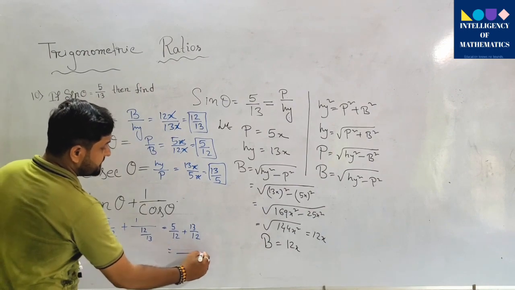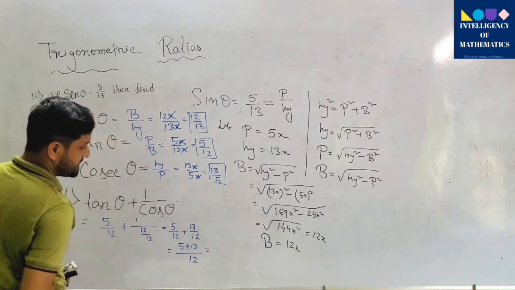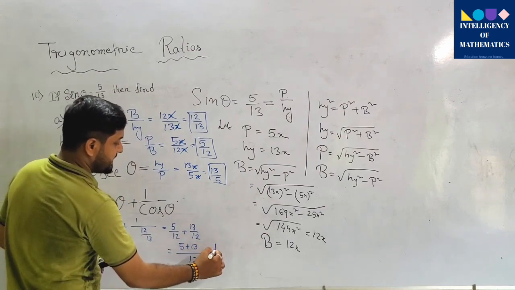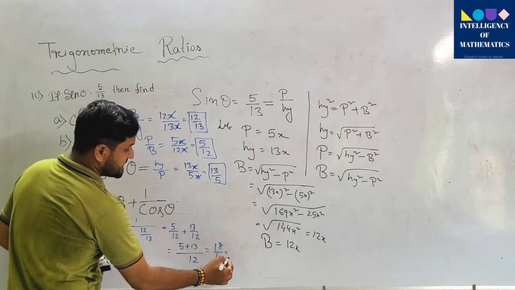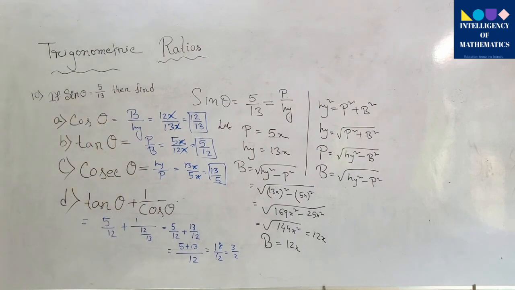Now 12 is the LCM. So we'll get 5 plus 13. If we calculate 5 plus 13, we'll get 18 by 12, which can be cut again by 6. 6 3s are 18, 6 2s are 12. So the final answer will be 3 by 2.